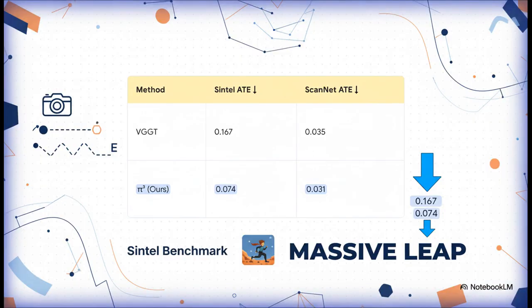Okay, now let's talk about how accurate the camera path is. Here, we're looking at absolute trajectory error, so lower is better. Check out the Sintel benchmark. VGGT has an error of 0.167. Pi³ comes in at 0.074. I mean, do the math. It literally cuts the error in half. More than half, actually. That is a gigantic improvement in accuracy.